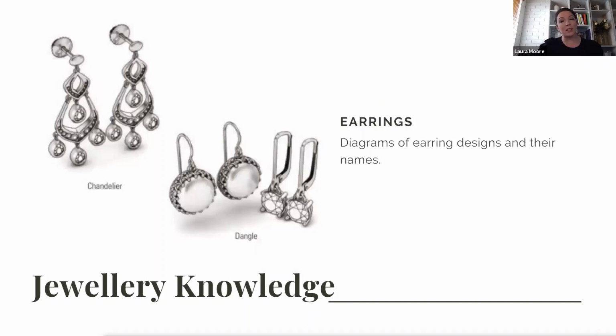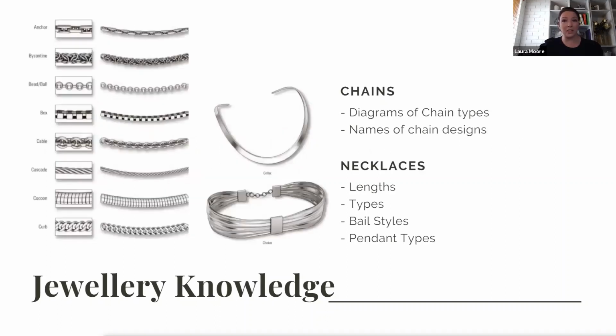The earring page has clear diagrams showing the names of different types of earring designs. Similarly, the chains page shows clear diagrams of chain types, and each is named for reference. The start of this section also provides standard lengths for necklace types, such as collars and chokers. The information on necklaces shows necklace types and names, and also goes through examples of bail styles and pendant types.